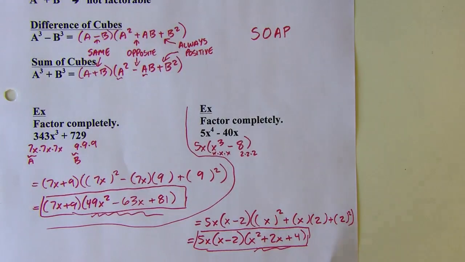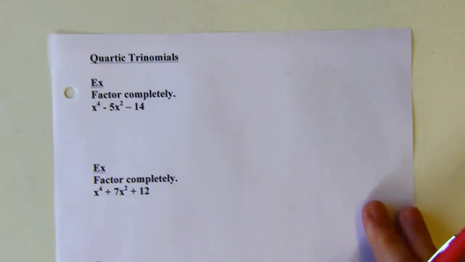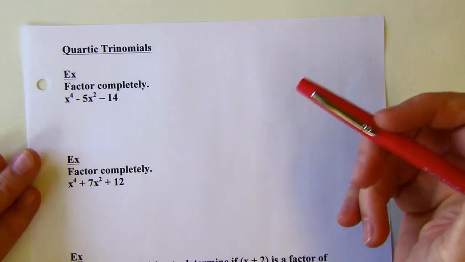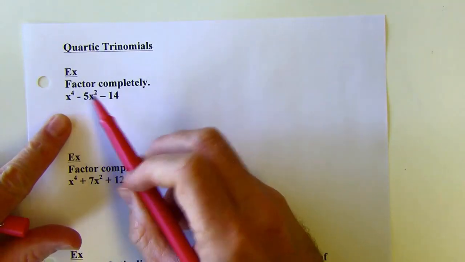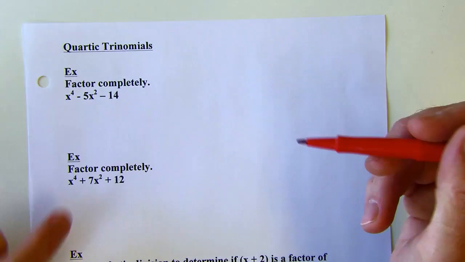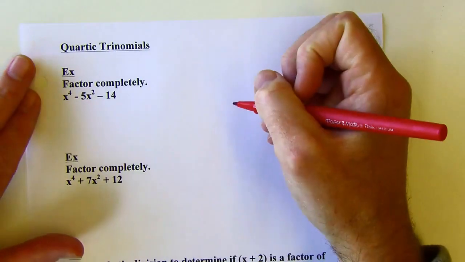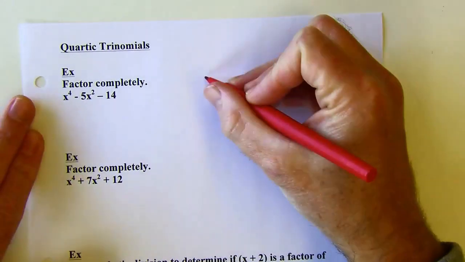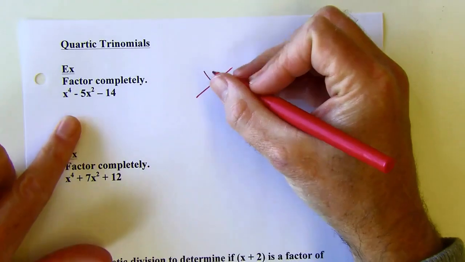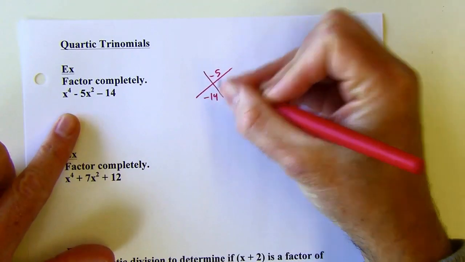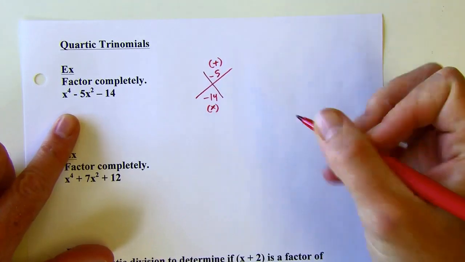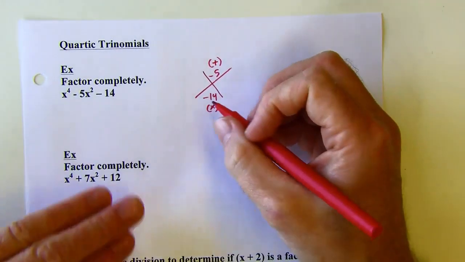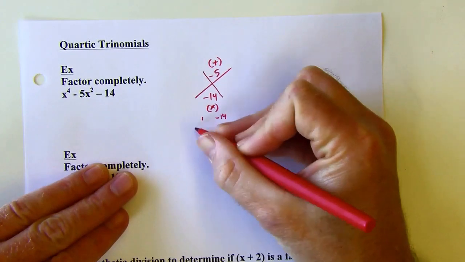Okay, on to the next page. We're going to look at quartic trinomials. Okay, and this works a lot like quadratic trinomials, but instead of x squared minus 5x equals negative 14, I've got x to the fourth and an x squared term here. Okay, so what I'm going to do is set this up with a diamond problem, just like I would with a quadratic trinomial. So I'll put the negative 5 on top, negative 14 on bottom. I'm looking for two numbers that add to negative 5, same two numbers multiply to negative 14. Okay, so I'm brainstorming how to multiply to get negative 14.